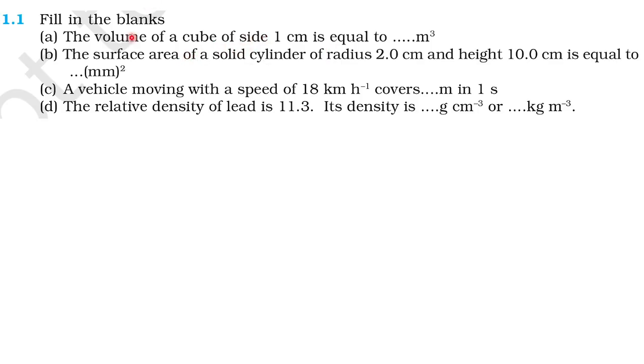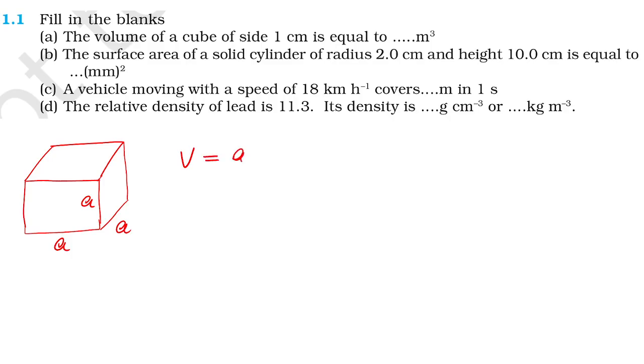So here the first question is: volume of a cube of side 1 centimeter is equal to dash meter cube. You know what I mean by cube. You studied it in the lower classes. The cube is a box like this. All edges are equal. The side is A.